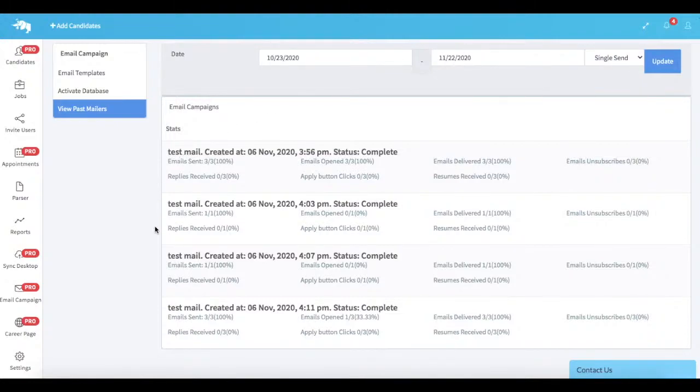for those particular campaigns. So you can see how many emails were sent for a campaign, how many were delivered, how many candidates opened the emails, unsubscribed, replied to the emails, and even submitted their resumes. So you can see all these statistics for your email campaigns.